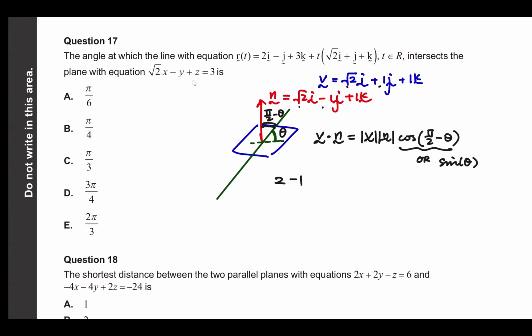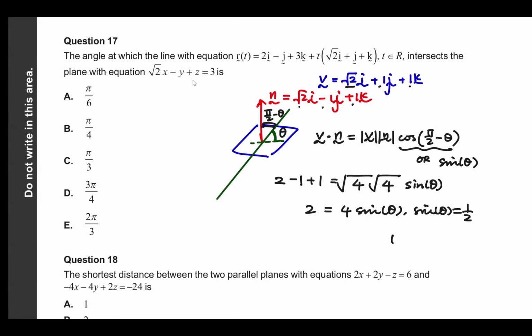And v dot n, let's say, is 2 minus 1 plus 1, equals the magnitude of v, which is root of 2 plus 1 plus 1, root 4. Magnitude of n is also root 4. You can write sine theta here, directly giving the angle between the line and the plane. So it's 2 equals 4 sine theta, and sine theta equals half. Therefore, your theta must be, if it's an acute angle, pi over 6. Option A.